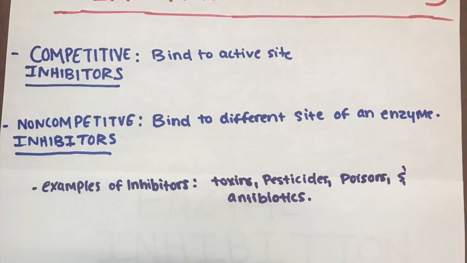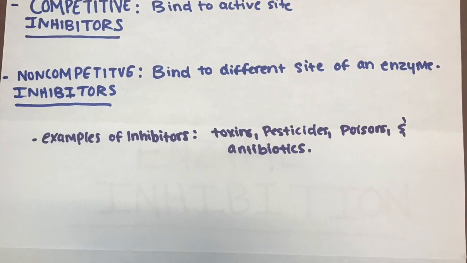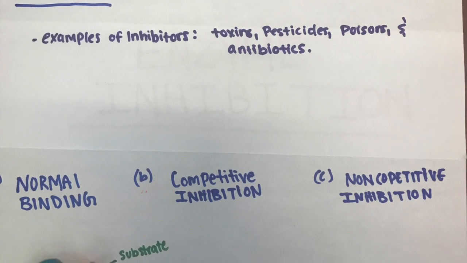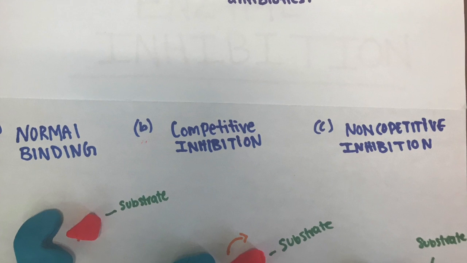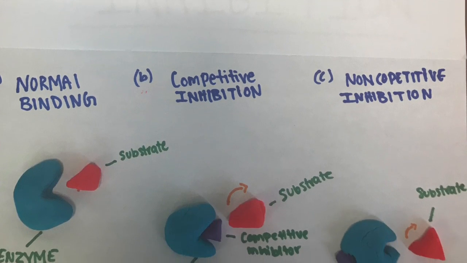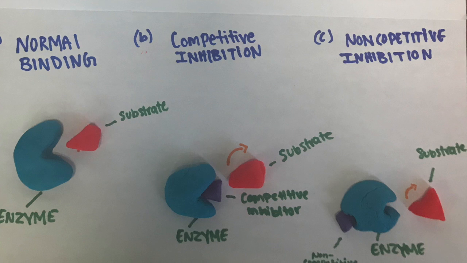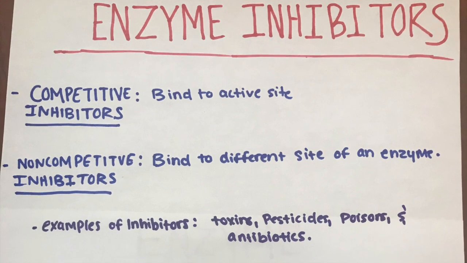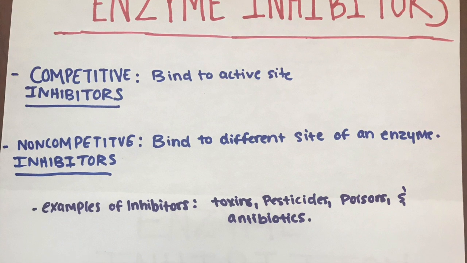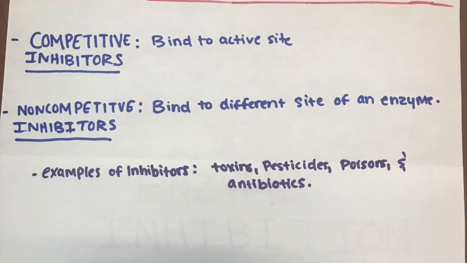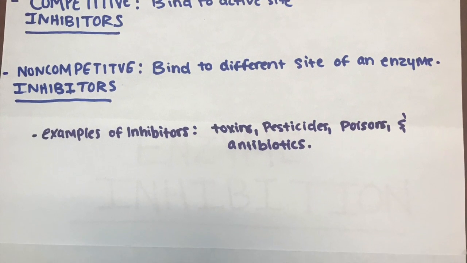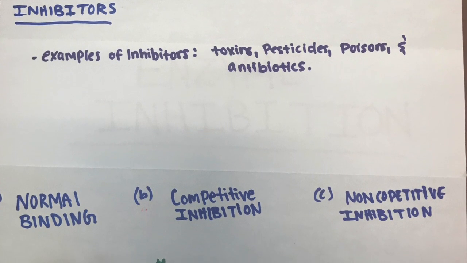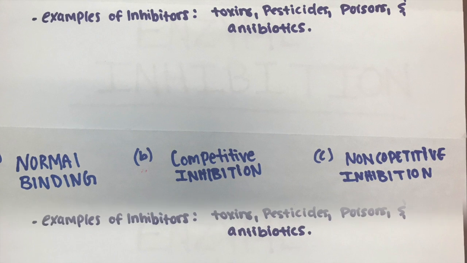We move into enzyme inhibitors, and inhibitors are what slow down or shut down the enzyme activity. There are two types of inhibitors, which are competitive and non-competitive inhibitors. Competitive inhibitors bind to the active site of the enzyme, competing with the substrate. So basically it gets in the way of the substrate binding, and it also looks like a substrate.